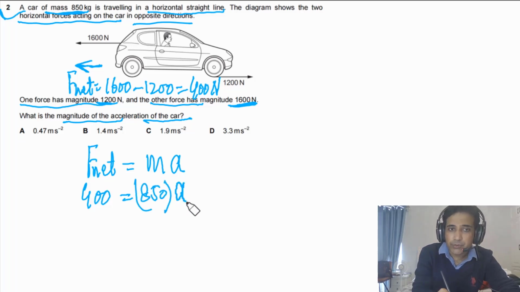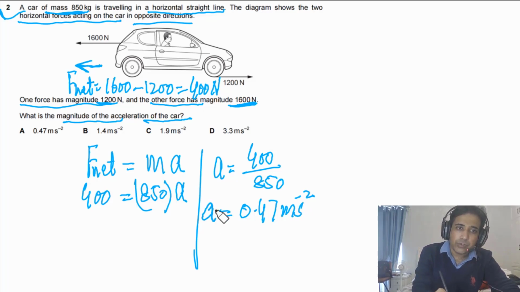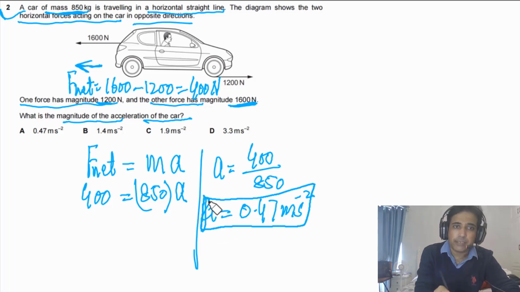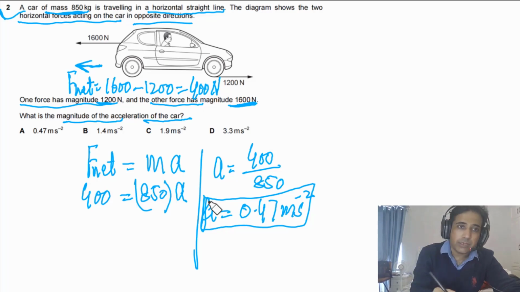We need to find the value of a. So a from here will be equal to 400 divided by 850 kg. The final answer will be 0.47 meters per second squared. So this is acceleration, and this is how you can calculate acceleration. Quite a straightforward question.